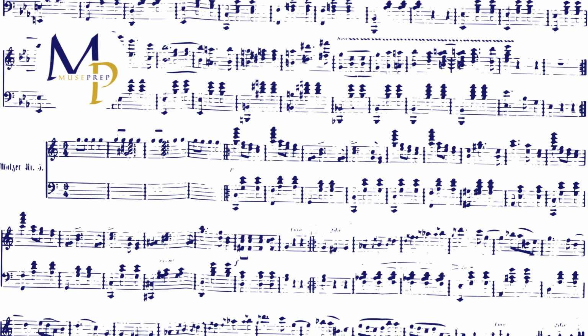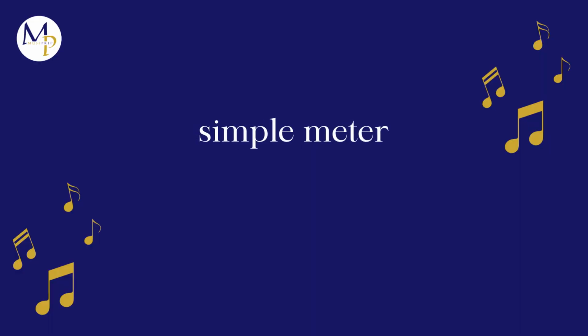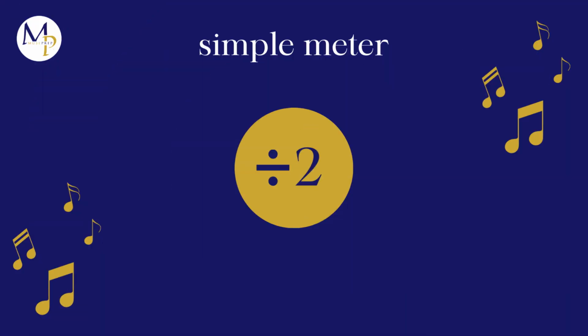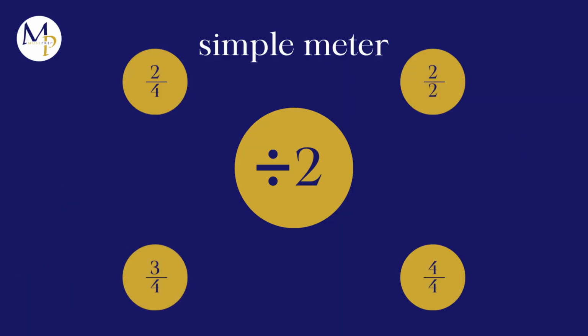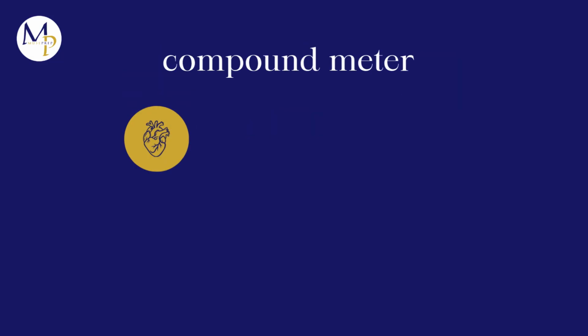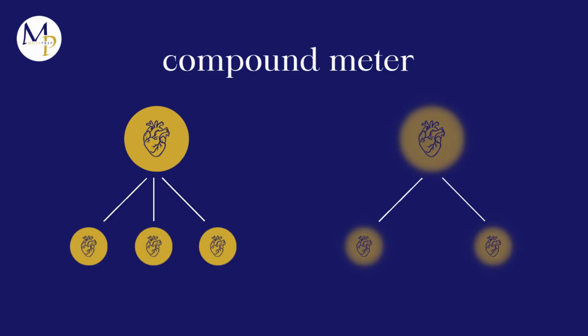Welcome back. In the last video, you learned about simple meter, where each beat divides into two equal parts, and how we can describe meters as duple, triple, or quadruple depending on the number of beats. Now we will look at compound meter. In compound meter, each beat divides into three equal parts instead of two.